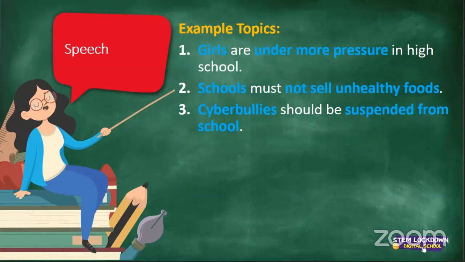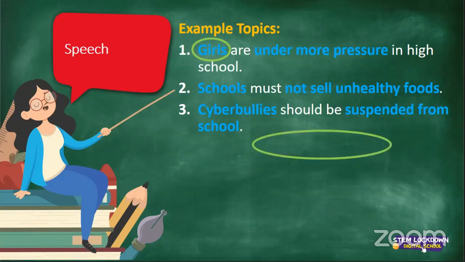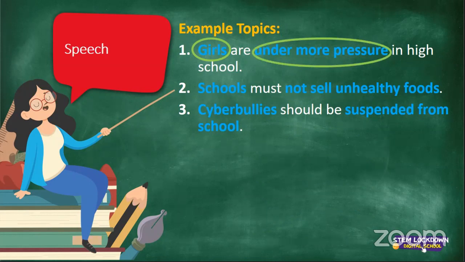If you look at these topics, there are specific keywords used in the different topics. When you pick a topic, you must look at the keywords used in order to know whether this topic is for you or not. The first one, girls, is a keyword. If you can relate to girls, that would be a good topic to choose. Under more pressure, if you understand the pressure that girls go through, that would be a good topic for you to choose.